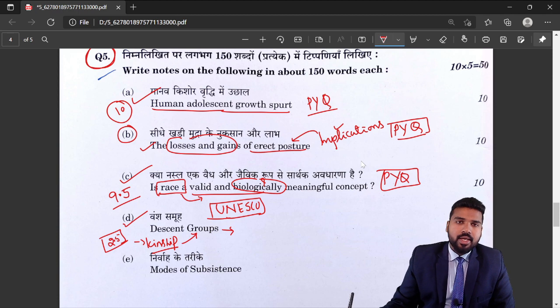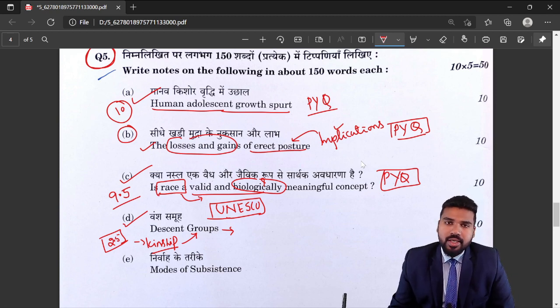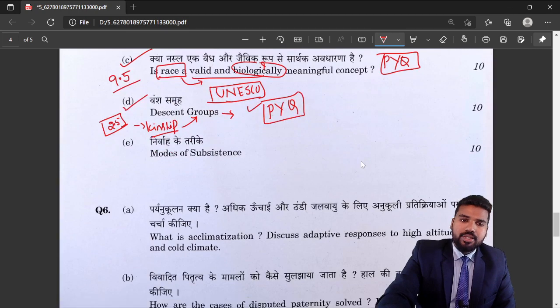ठीक है, यहाँ पर डिफरेंट टाइप्स में यूनिलिनियल डिसेंट, बायलेटरल डिसेंट, बाइलिनियल एंड एम्बिलिनियल, ऐसे करके डिफरेंट टाइप्स, किंड्रेड, डिफरेंट टाइप्स ऑफ डिसेंट ग्रुप्स हमने देखा है. You can provide like one example for each and the definition of them. That's it. ठीक है, it is also a pretty straightforward question from your kinship and you can count on your previous year questions here. Okay, then going to the next question, modes of subsistence.